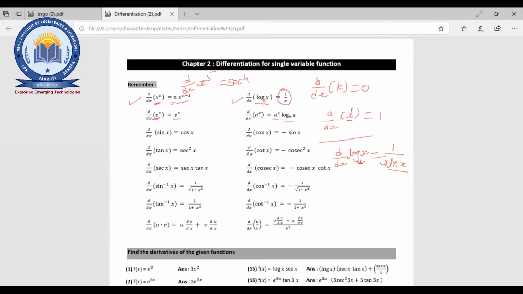Okay. Any other answer? 1 by x ln a. Okay. Fine. So just revise this, right? I am not going to tell you the answer right now. In tomorrow's class, first I'll ask this question.